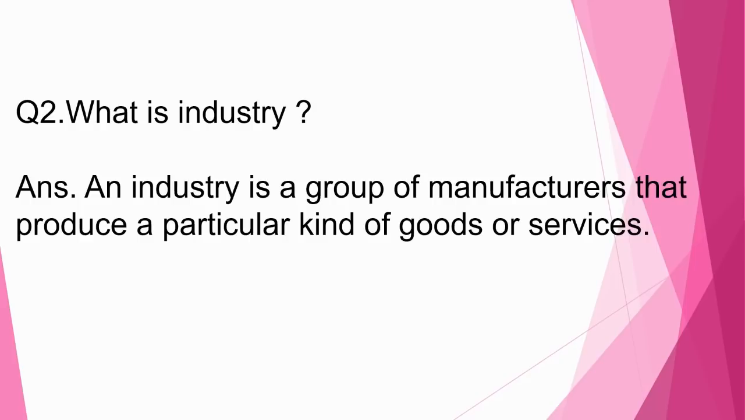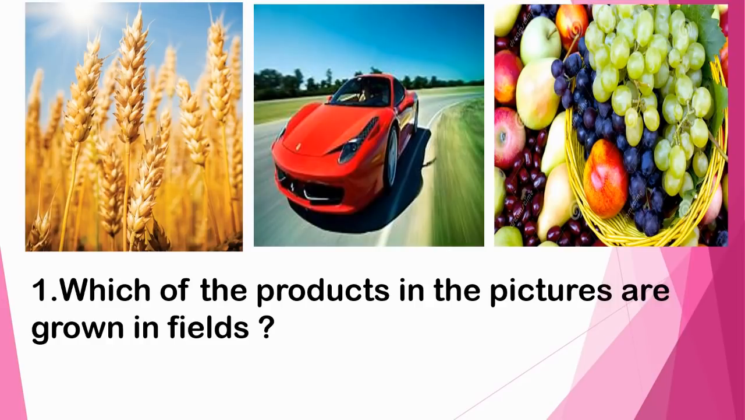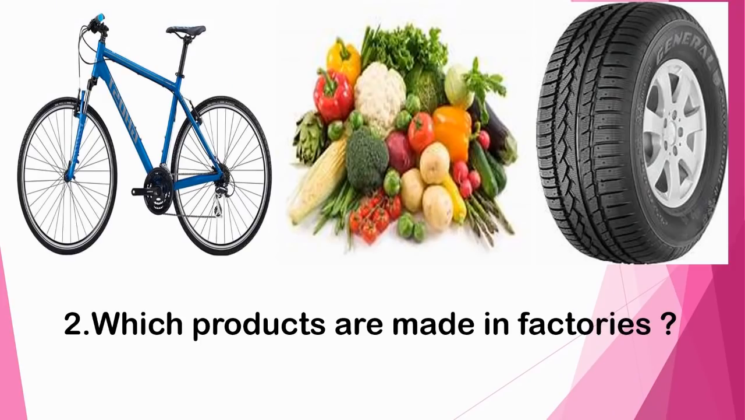Now students, here is homework for you. The first one is which of the products in the picture are grown in fields? So you have to see the picture and write the correct answer. Now the next one is which products are made in factories? Now students, you have to see the picture and say the correct answer.